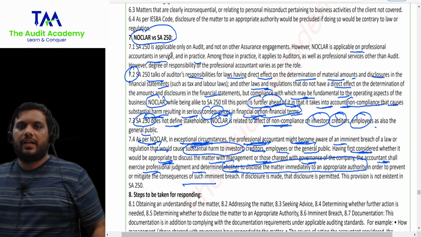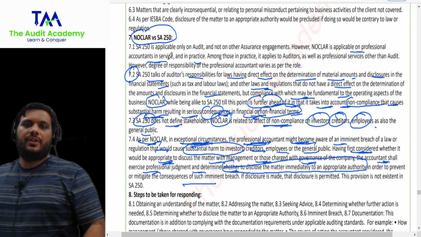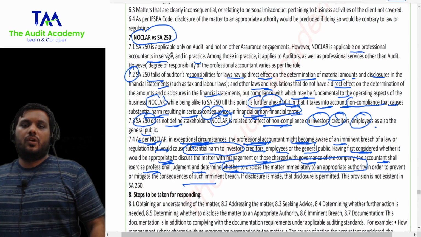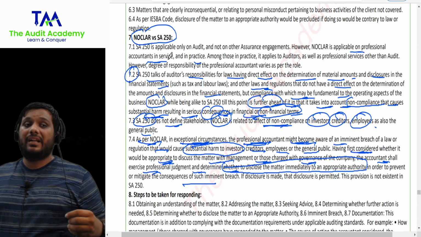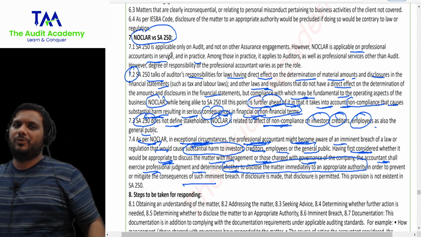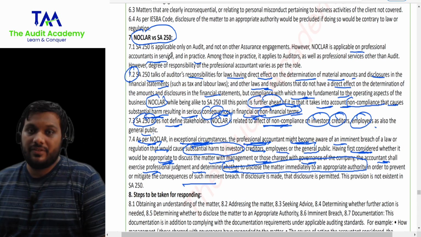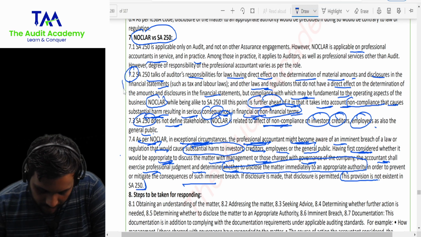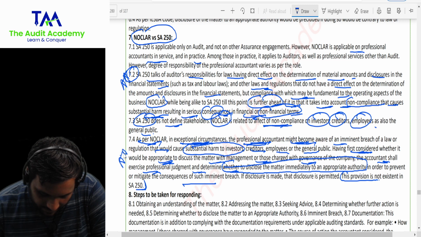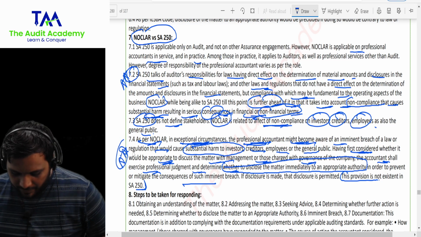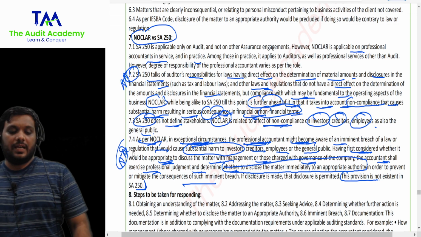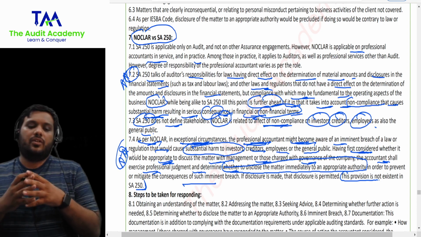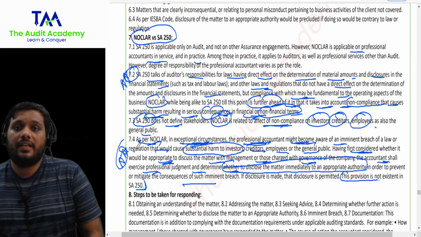NOCLAR allows you to do that. SA 250 instead says that whenever you think management or TCWs are involved, or you think that your communication may not be acted upon, please take legal advice on what you're supposed to do. Big difference. This provision is not existent in SA 250. So according to me, in my notes, 7.2 and 7.4 are the major differences between NOCLAR and SA 250. I am expecting such kind of question to elaborate on the differences between NOCLAR and SA 250.